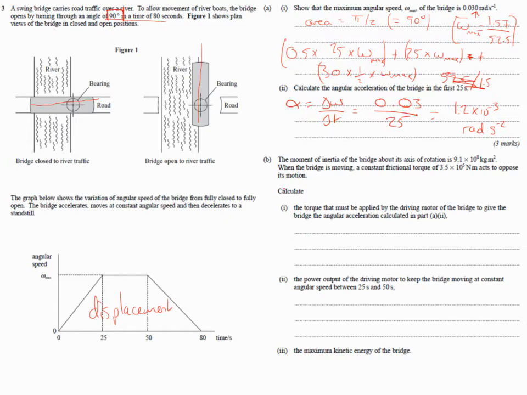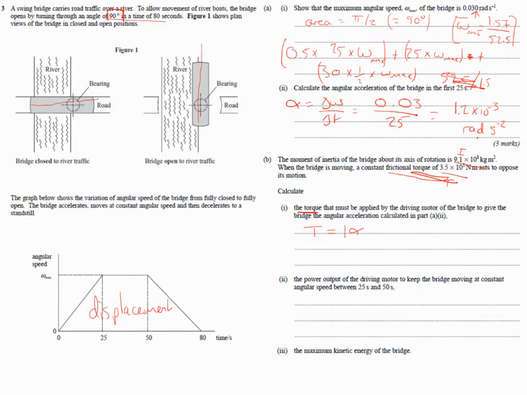Part B. Calculate the torque that must be applied by the driving motor to give this angular acceleration. So we've been given in the question the moment of inertia, I, and we've been given the constant frictional torque. So what do we need to relate? We need the torque from the motor, which is obviously going to encompass this frictional torque, and that is going to be equal to I alpha.